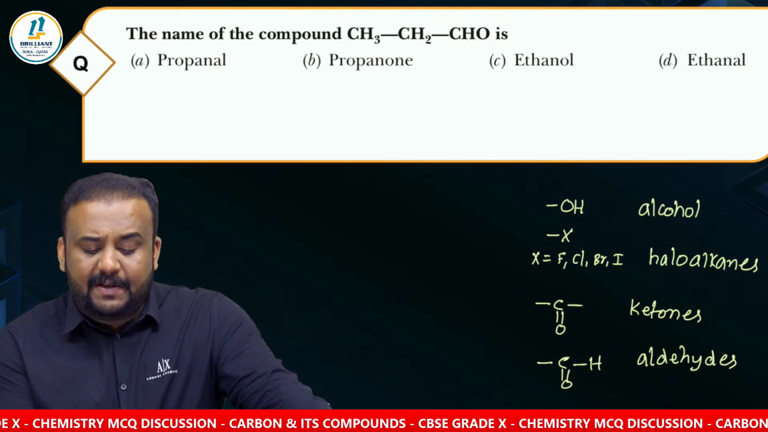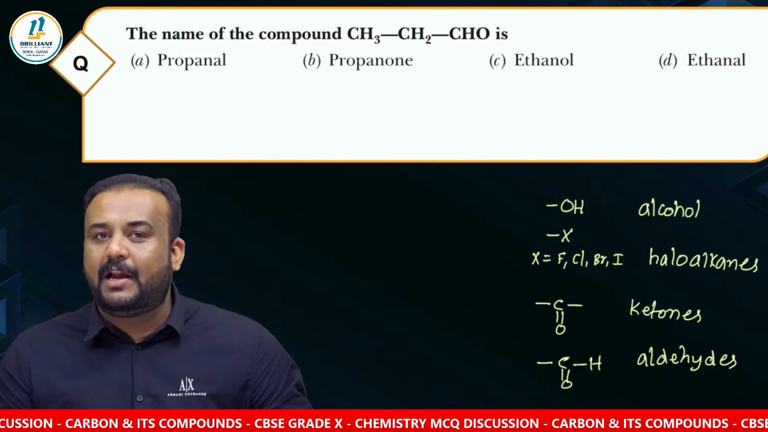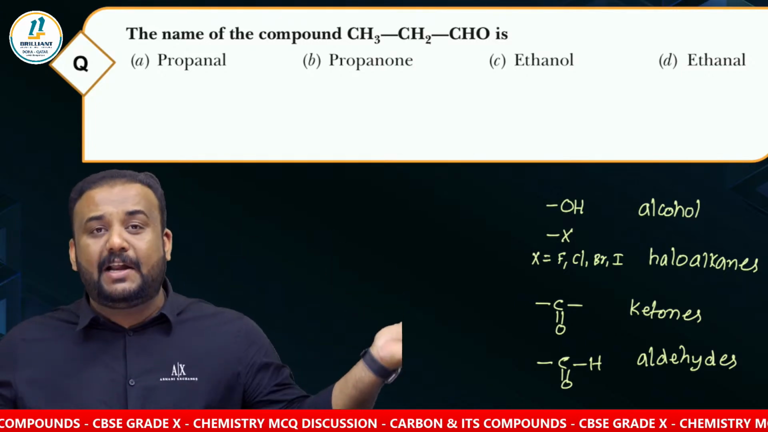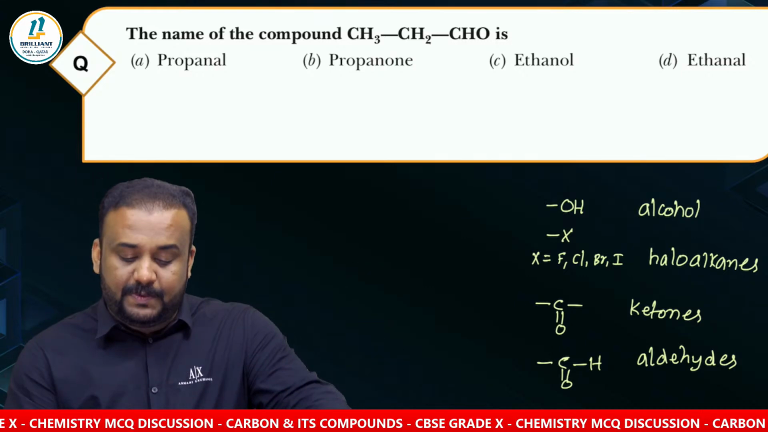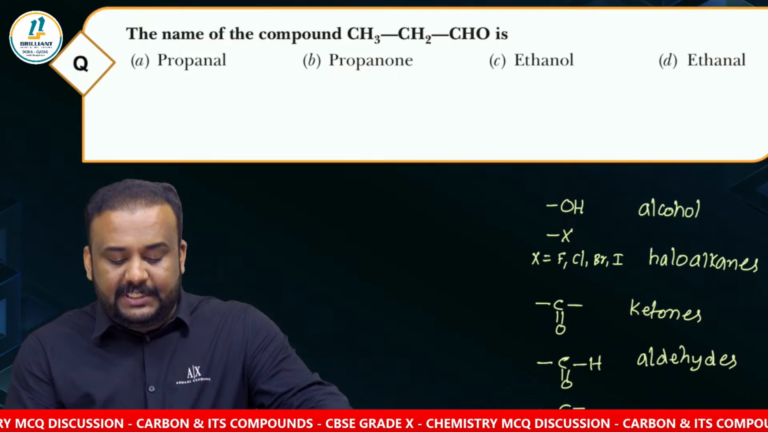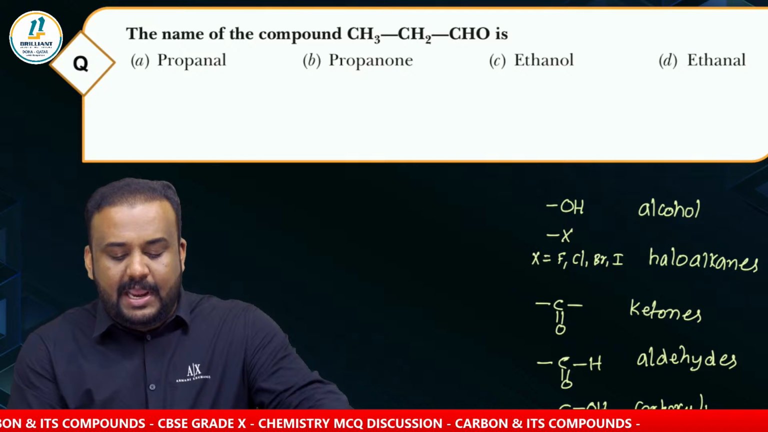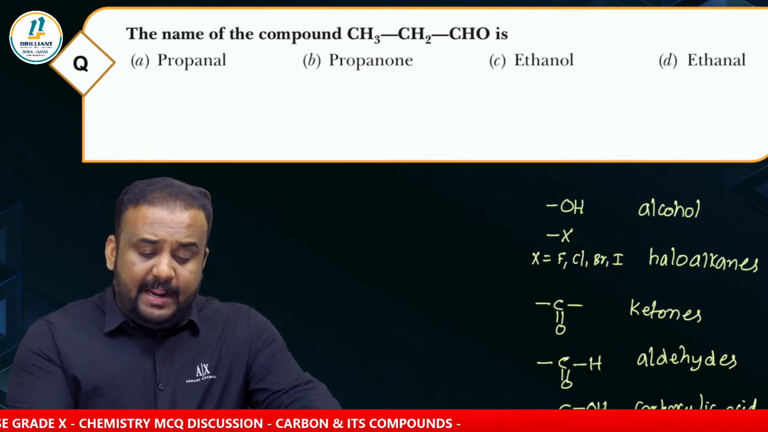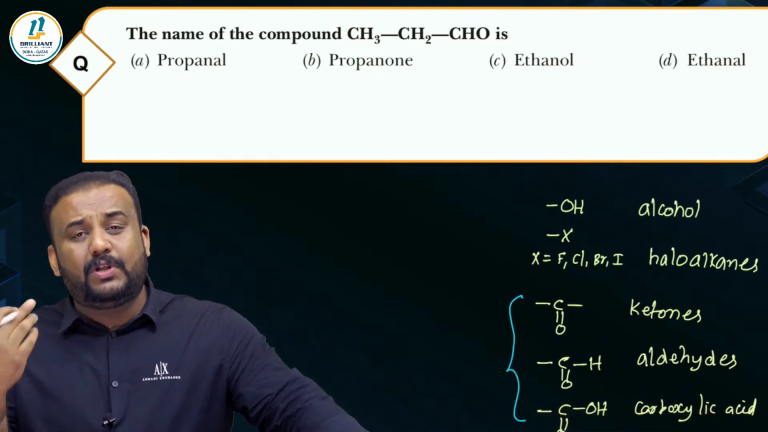Many times I have seen that students make a mistake in identifying ketone and aldehyde. So don't make that mistake. Ketone is C double bond O, where the carbon is flanked by carbon atoms, whereas aldehydes are CHO groups. And then we have one more group, which is COOH, and that is known as carboxylic acid.